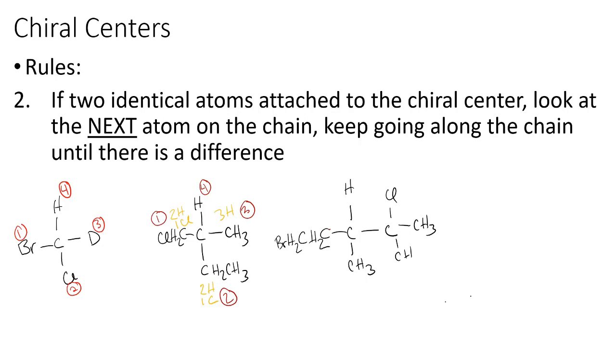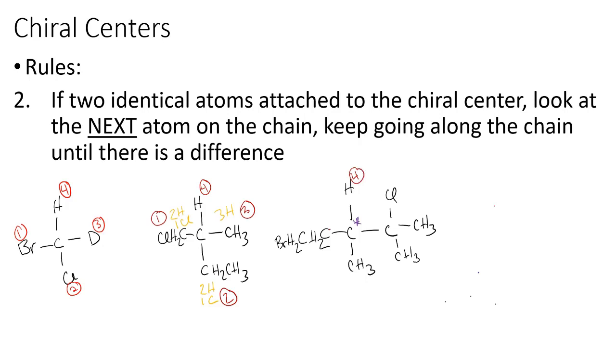So if we look at this structure, it only has one chiral center. The other carbon is not a chiral center because it would have had 2 CH3s associated with it. So we're only going to be looking at one chiral center here. So now I want to be able to assign my priorities. Hydrogen always gets priority number 4.